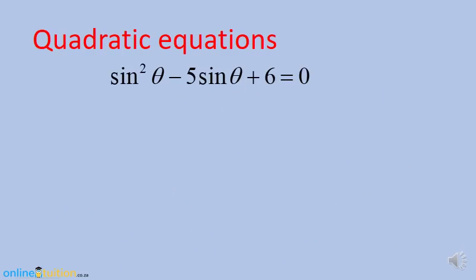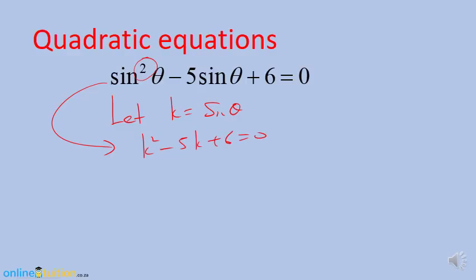Aha! Quadratic equations, quadratic power 2 there. You see that? Sine squared theta minus 5 sine theta plus 6 equals 0. This is an obvious one. And there are also ones that are really masked, or sort of hiding in there, and you've got to source them out very quickly. But this one is pretty straightforward. I normally write let k equal to sine theta. Then this equation just becomes k squared minus 5k plus 6 equals 0. Hey, it's a grade 10 question.